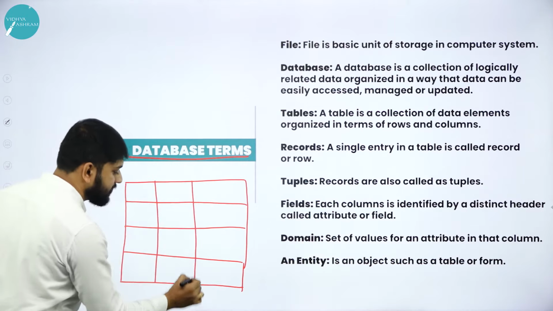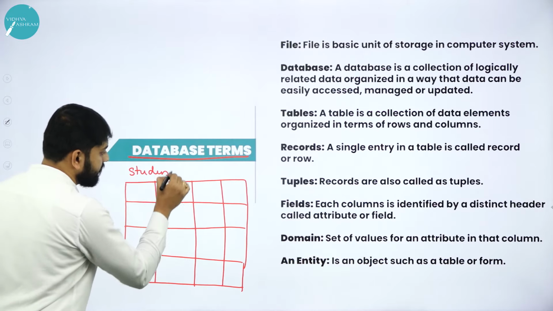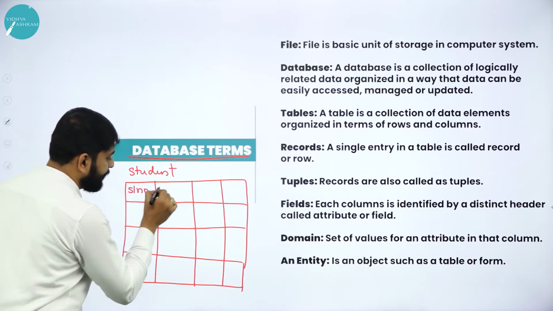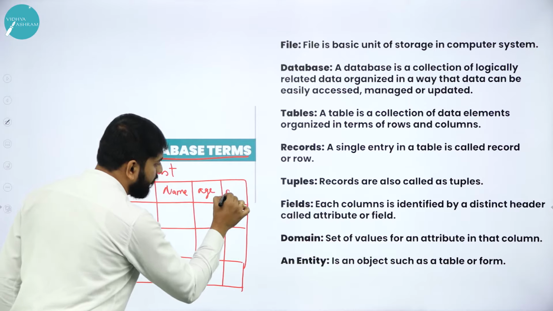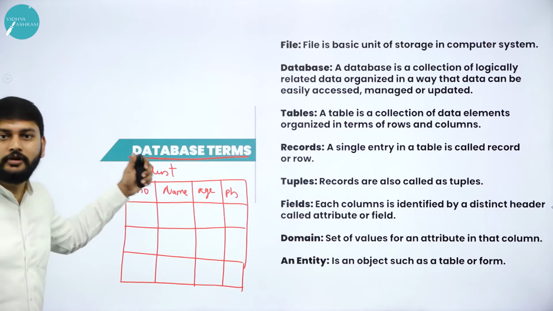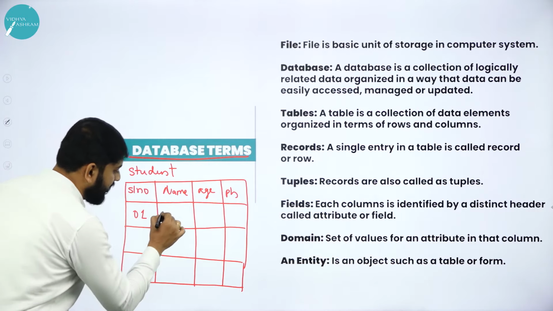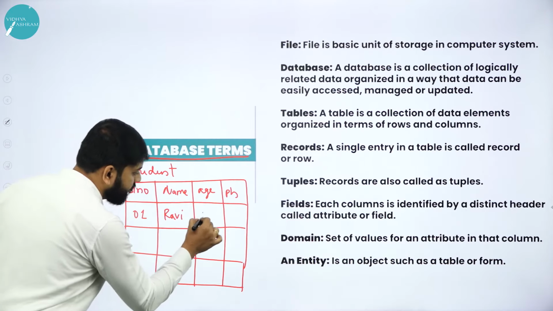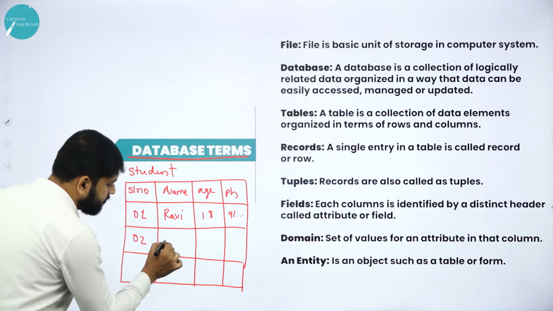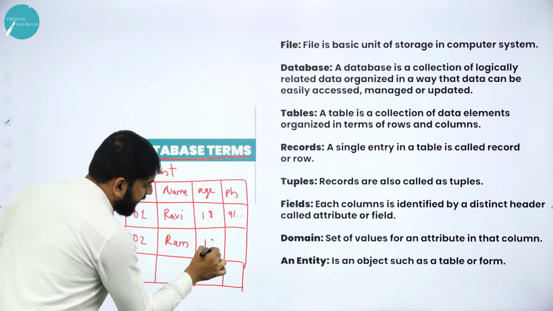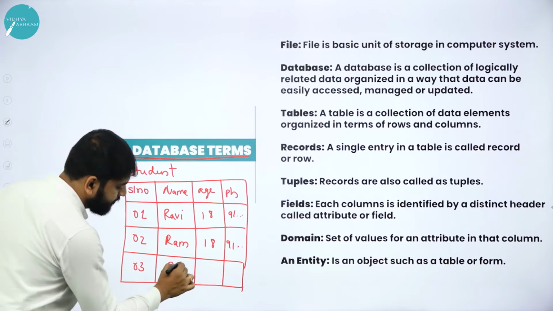Guys, observe this diagram clearly. So this is the student table. This is a student table: serial number, name, age, phone number, right? Serial number, name, age, phone number. So let's write 01, name is Ravi, and then I have age is 18, right? Phone number 91... So 02 Ram 18 91..., 03 Raju.